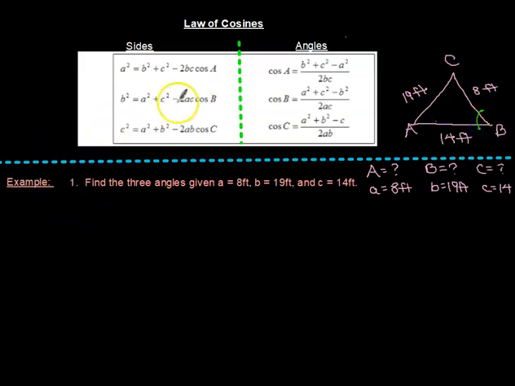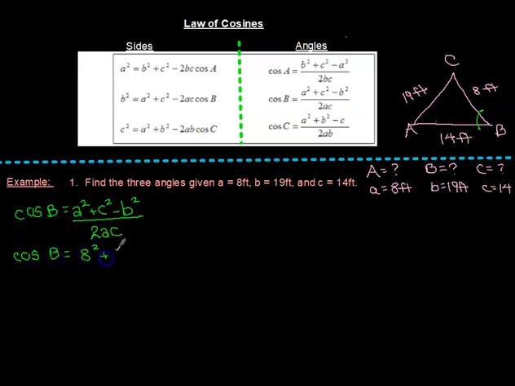And using the law of cosines formula, I'm going to take cosine of B equals A squared plus C squared minus B squared all over 2AC, and I'm going to plug the values in. So that would give me 8 squared plus 14 squared minus 19 squared all over 2 times 8 times 14.